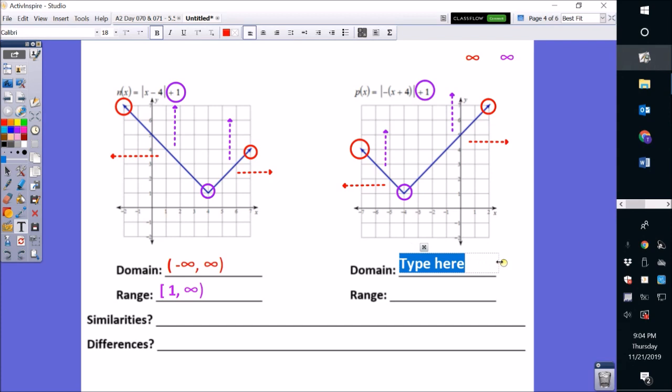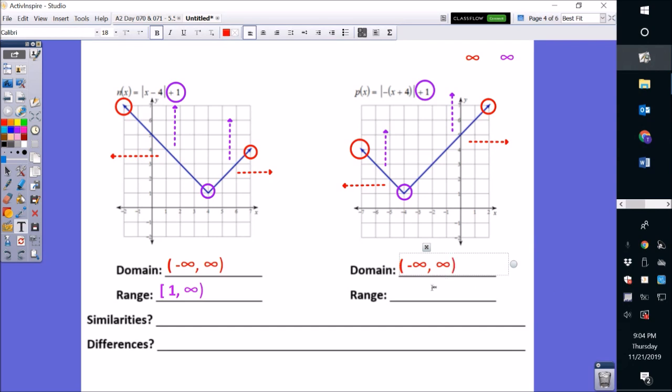So domain always starts from the left x value. So let's take a look at the left arrow. It goes forever towards the left. So that means that we're going to start with parentheses, negative infinity. So let me include this here. And then comma. Then let's take a look at the right arrow. So the right arrow is going forever towards the right. So that means it's going to go towards infinity. And then we're going to close it with parentheses.